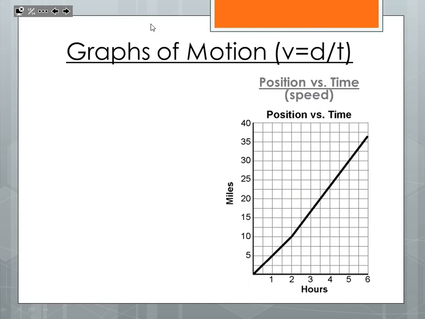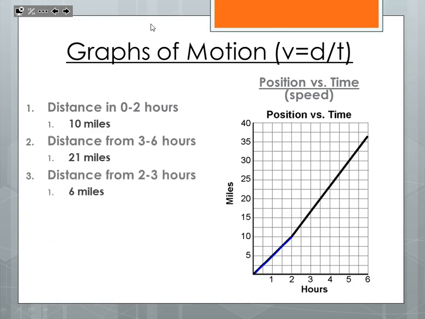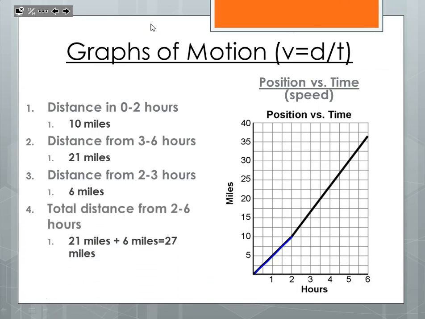So now we can take this speed versus time graph and we can put it on a position versus time graph. So we know our distance from 0 to 2 was 10 miles. We're going to increase our speed for 2 hours to 10 miles. But then it said it increased it for 7 miles per hour. First distance is 21 miles. Second one was 6 miles, or second distance is 6 miles. I did that backwards. In 2 to 3 hours, 21 miles. So we add those together for a distance of 27 miles from our second hour to our 6th hour.